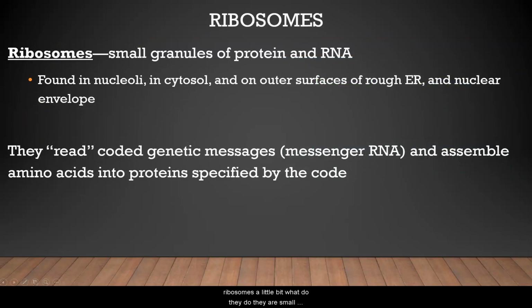Ribosomes, we talked about ribosomes a little bit. They are small granules of protein and RNA. They are found in the nucleoli, where they're made, in the cytosol, and on the outer surfaces of rough ER and the nuclear envelope. They read coded genetic messages called messenger RNA, and they assemble amino acids based on that message and combine them in specific orders to produce proteins. Okay, we'll get much more into that when we talk about protein synthesis and DNA and RNA replication.